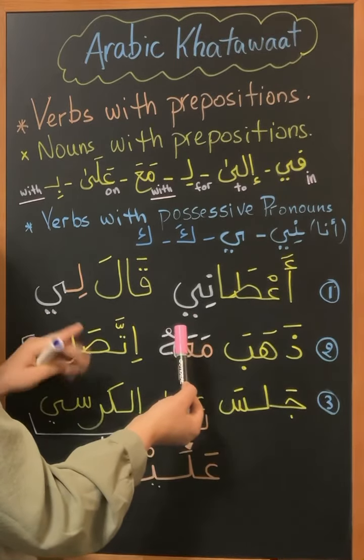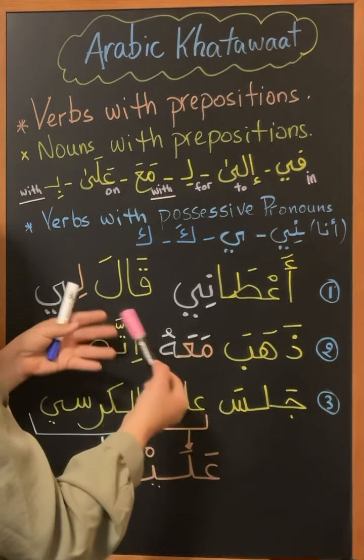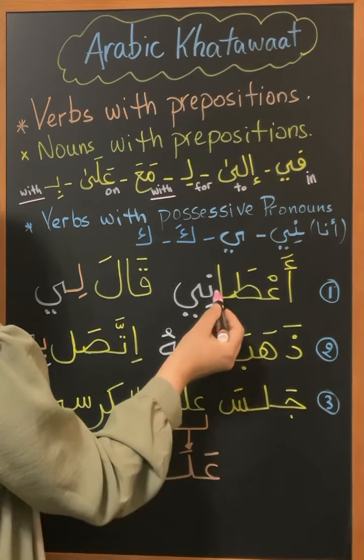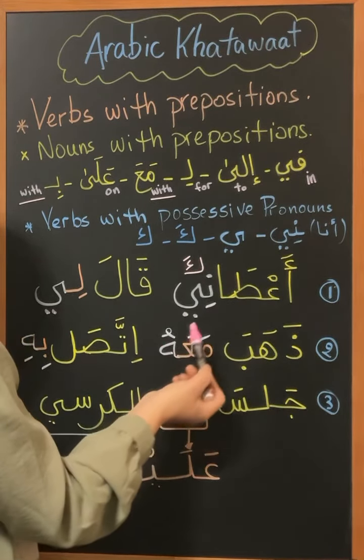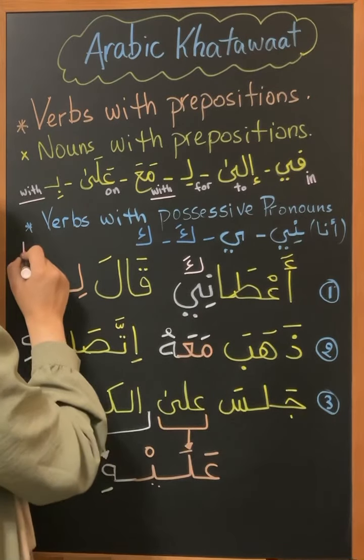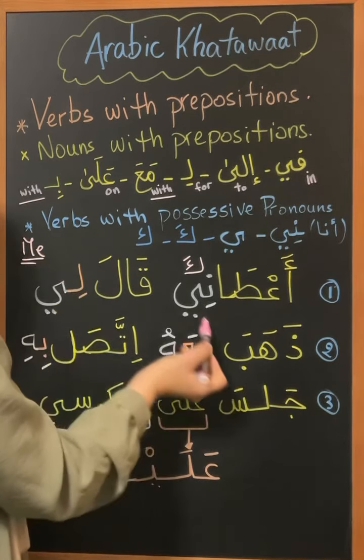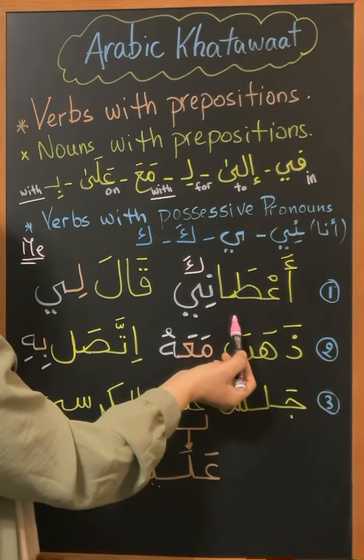But if I'm going to use he gave him or he gave you, all I have to do is put the ك instead of ني. ني is only for me. So remember this part: ني is for me with the verb to give.